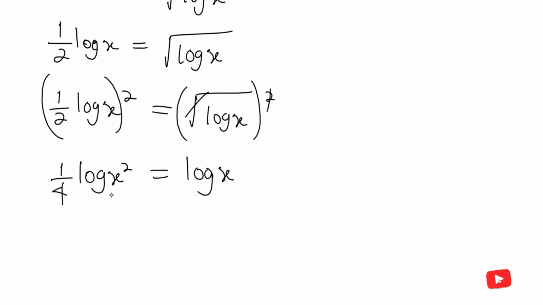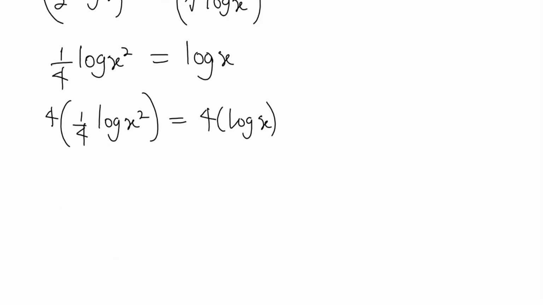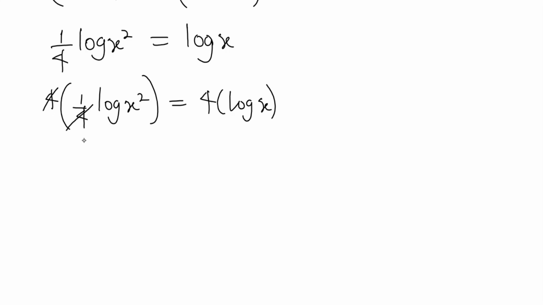Now we can multiply through by the LCM, and that is 4. So it means that 4 multiplies 1 out of 4 logarithm of x squared, which is equal to 4 multiplied by the logarithm of x. So if that happens, we can see that this 4 can take away that 4. So you are left with the logarithm of x squared, which is equal to 4 multiplied by the logarithm of x.